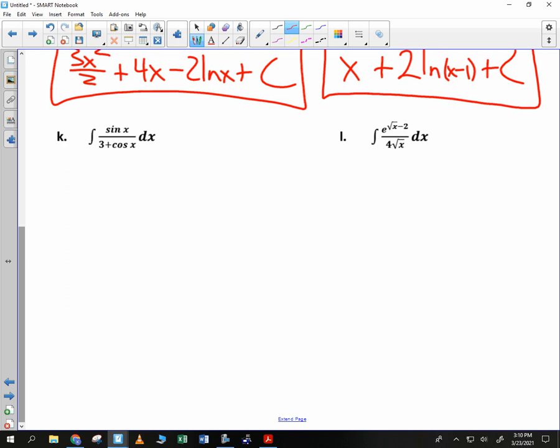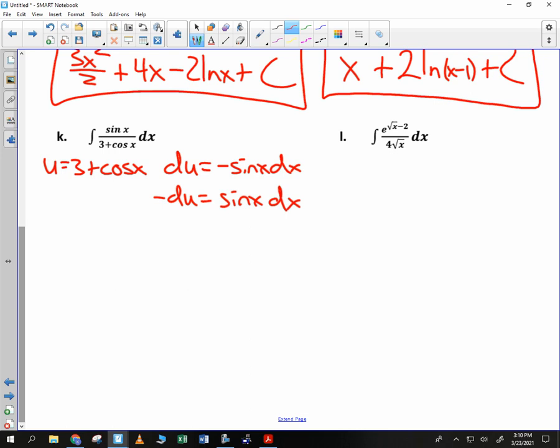We have 2 left. In this case, u is equal to 3 plus cosine of x. The derivative of 3 is 0. The derivative of cosine of x is negative sine of x dx. You do not have a negative, so we have negative du is equal to sine of x dx. Notice how that takes care of the sine and the dx. So I have negative integral du. I have a 1 in the top, and in the bottom I have u. The antiderivative of 1 over u is natural log.